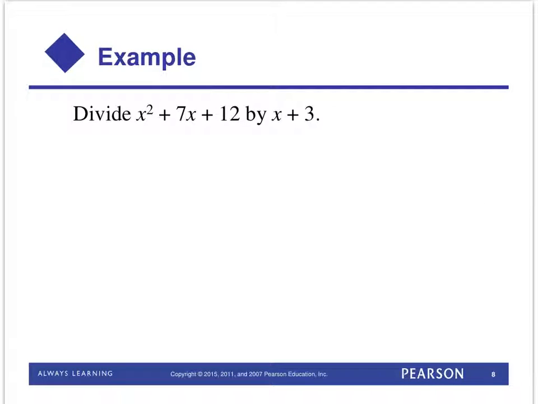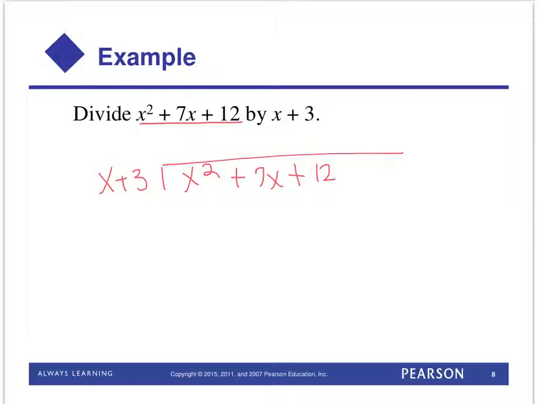What about putting everything in order? The first thing I'm going to do is make sure that I have all my terms: x squared, x to the 1st, and then 0. I do. So you're going to write this the long way. So you're going to have x plus 3 goes into x squared plus 7x plus 12. What do I have to multiply this x by to get it to look like that x? Very good. Simply just an x. So x times x is x squared. x times 3 is a 3x.